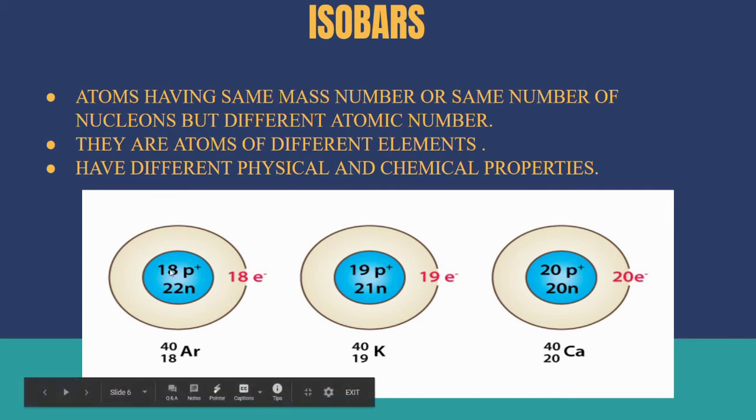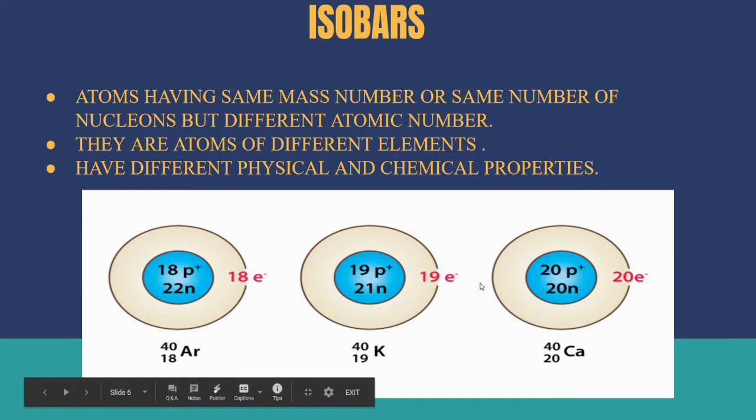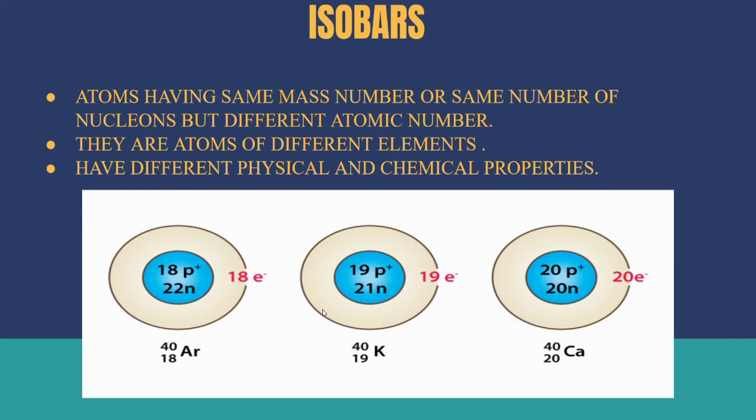See, this argon has 18 protons and 22 neutrons. When you add them, what you get is 40. And this potassium has 19 protons and 19 electrons and 21 neutrons. So 19 and 21, when you add, you will get 40. So they are isobars to each other because they have the same mass number but different atomic number. Same mass number means they have the same number of nucleons, that means the same number of protons plus neutrons. Okay, so that's about isobars.